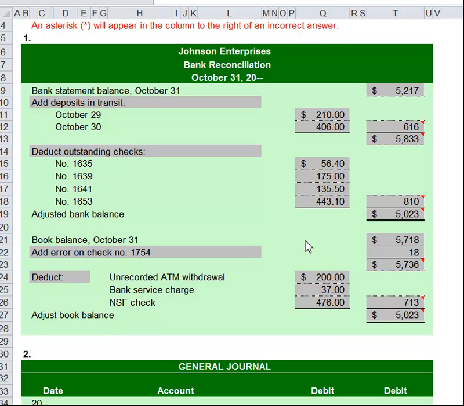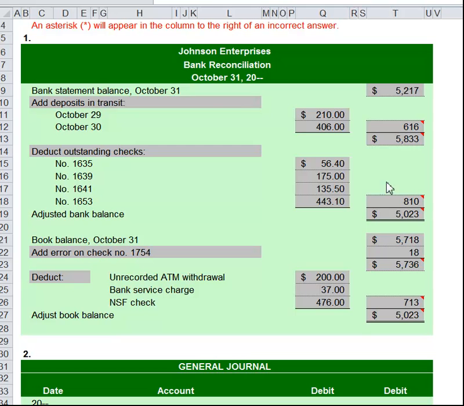We know that deposits in transit and outstanding checks both affect the bank statement balance. An unrecorded ATM withdrawal, service charge, NSF check, and an error all affect the checkbook. So we're breaking it up into those categories. It tells us that as of October 31st, we open our bank statement and it says we have $5,217 in it, but our checkbook says we have $5,718. So the purpose of a bank reconciliation is to make sure that these match.